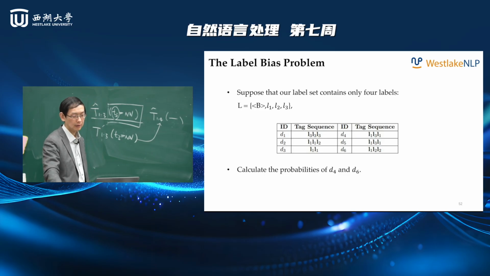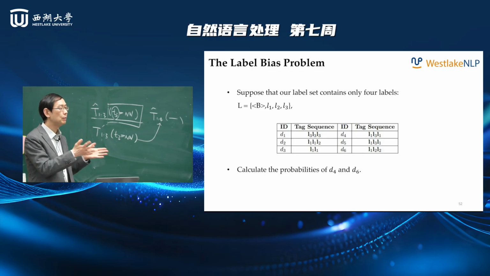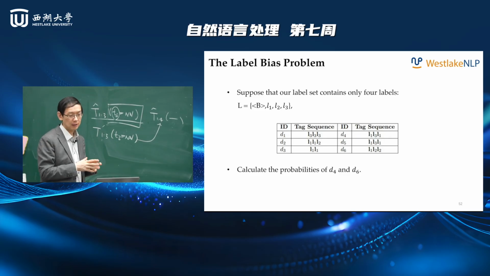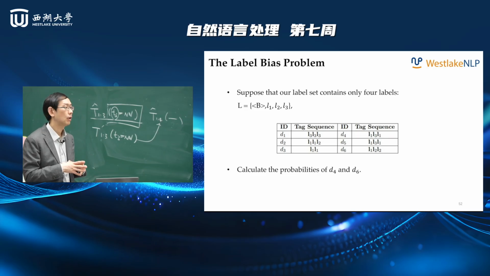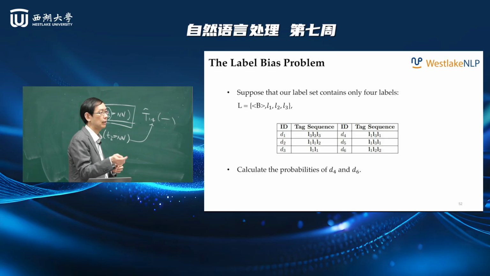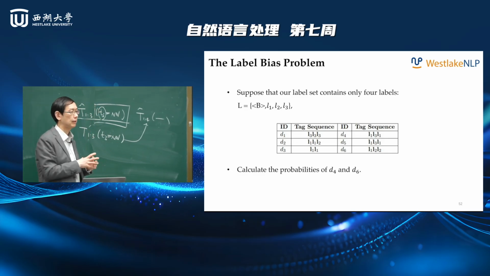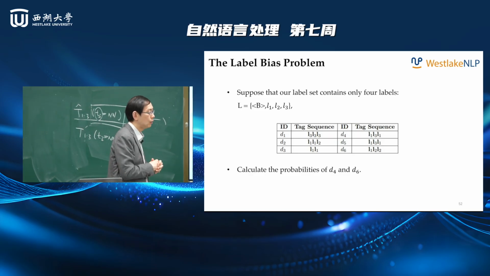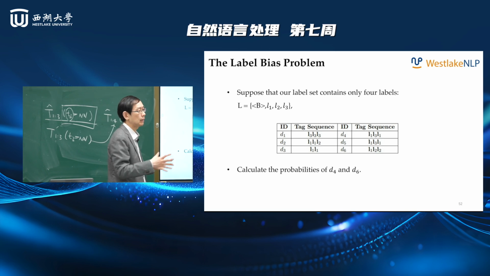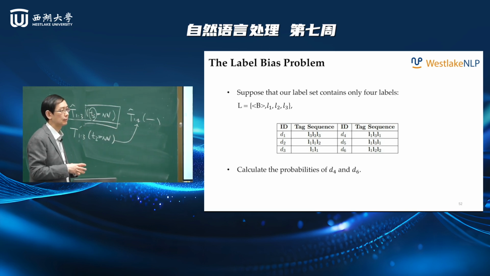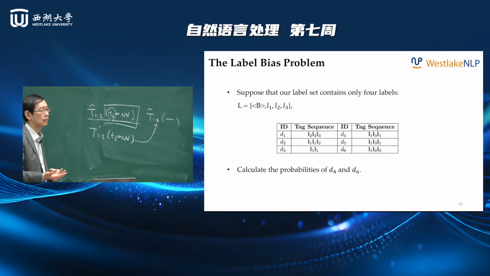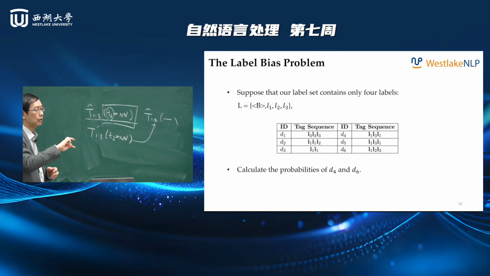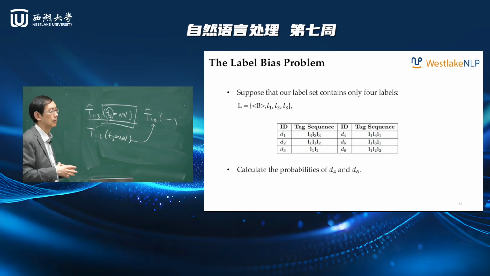Let us assume again that there's no word sequence, no emission. And let us assume that there's only a first order Markov assumption, every tag is dependent on only the previous tag. And furthermore, let us assume that there are only L1, L2, and L3 in the tag set. No word, no emission, only first order transition, only 3 tags. That's all the assumptions.